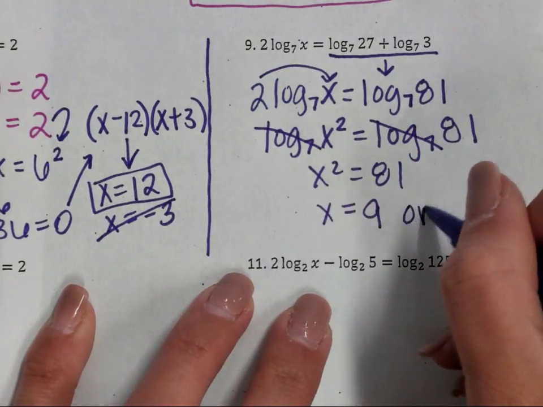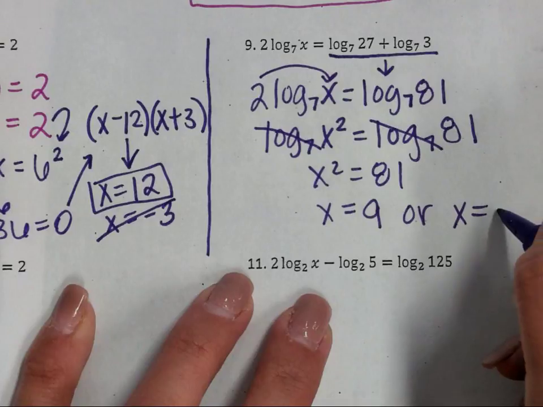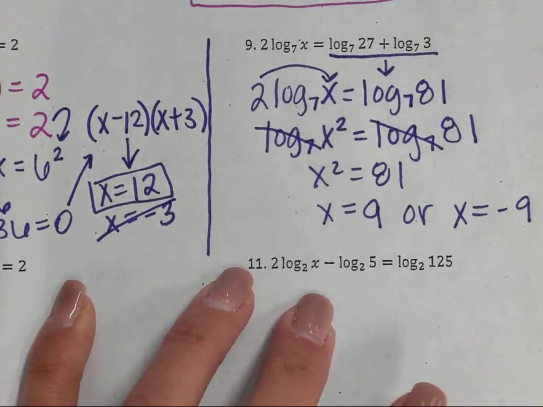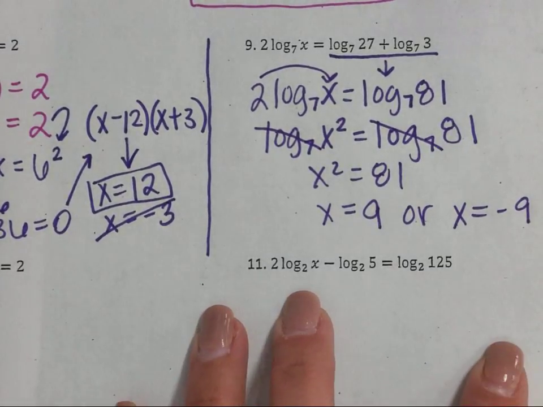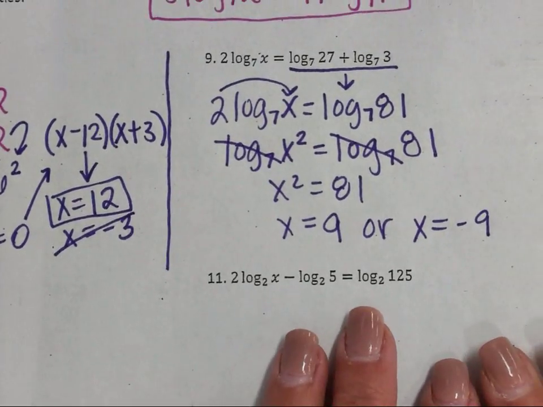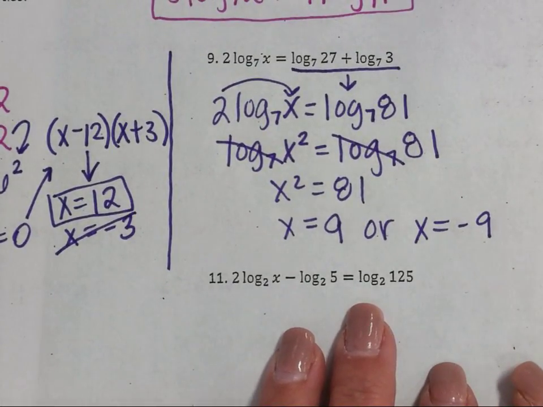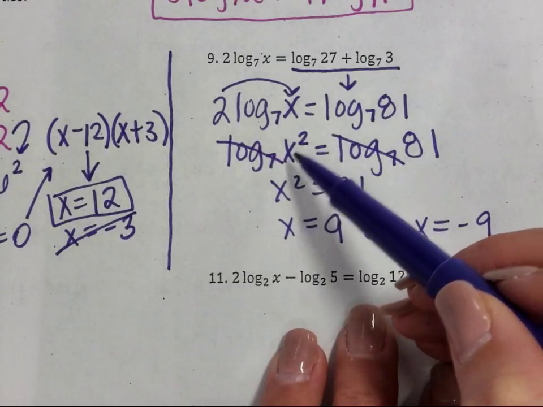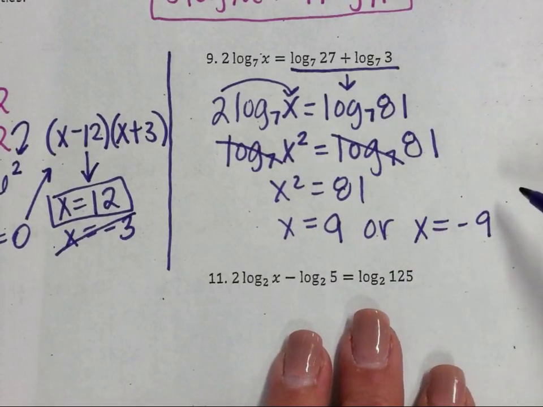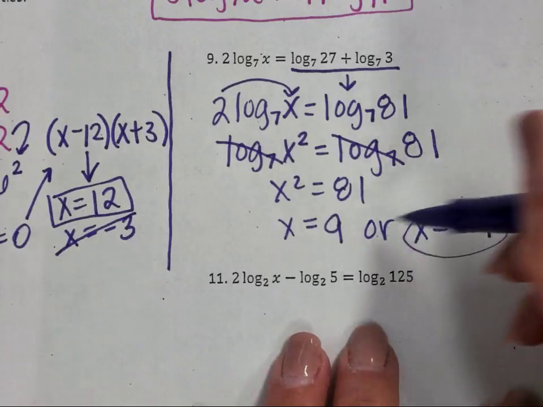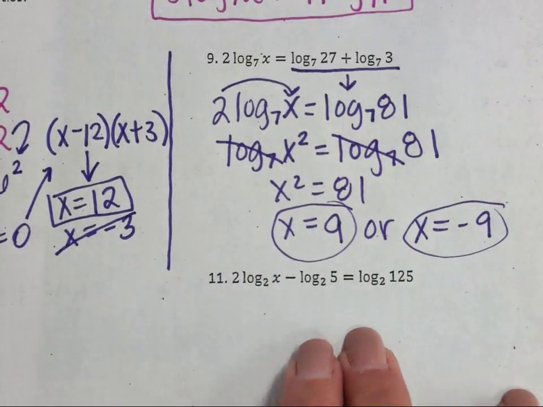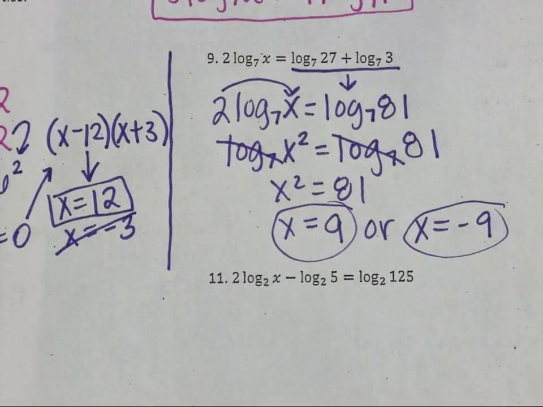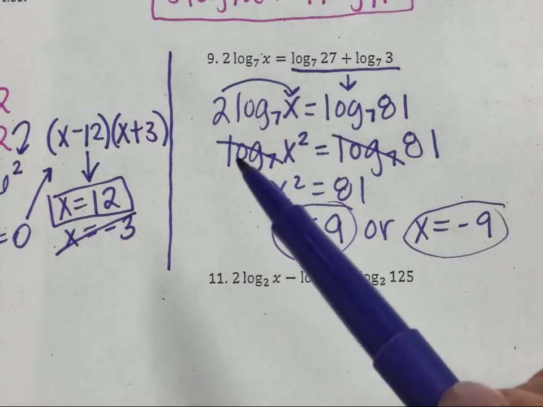9 or negative 9. But is the negative 9 going to work? We sure? But isn't this the same thing as negative 9 squared? What's negative 9 squared? Positive 81. They both work. So it's kind of tricky. You got to check for that.